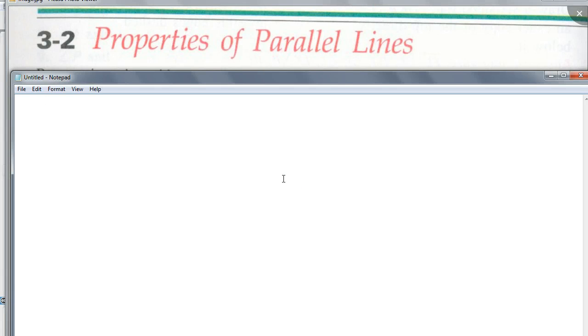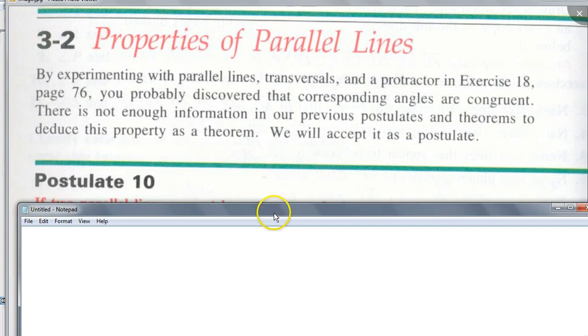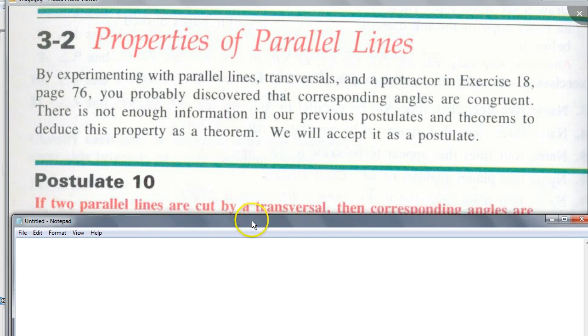We're going to talk about properties of parallel lines, okay? So I bet a lot of you already know this fact. We're going to call it our first postulate of this. Was it first? I think it may be the first. So write this down. Our postulate number 10. We're going to take this as truth. I think a lot of you already know this.